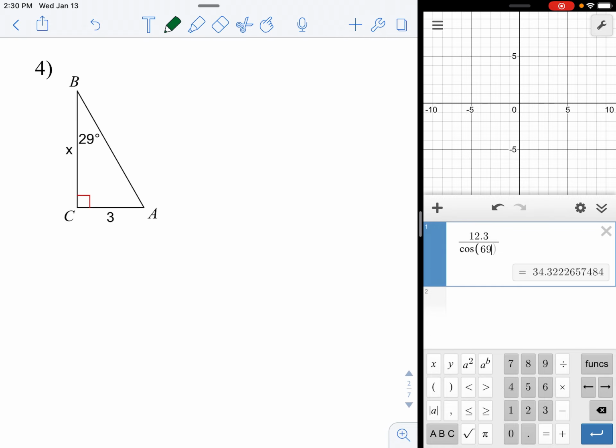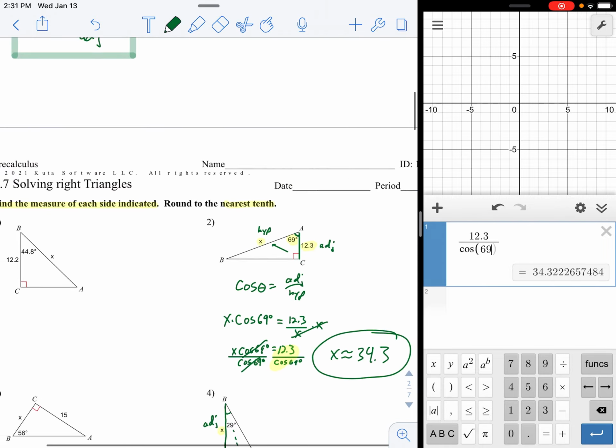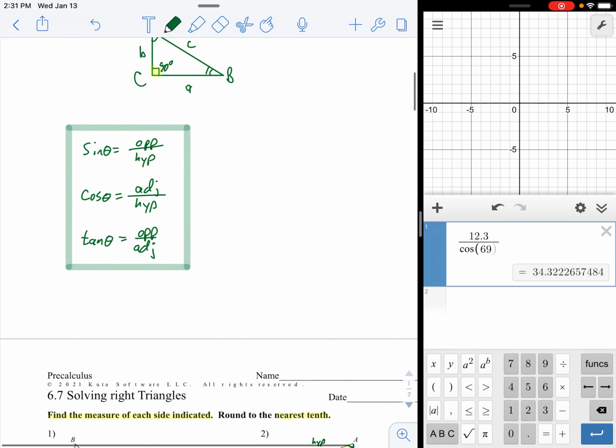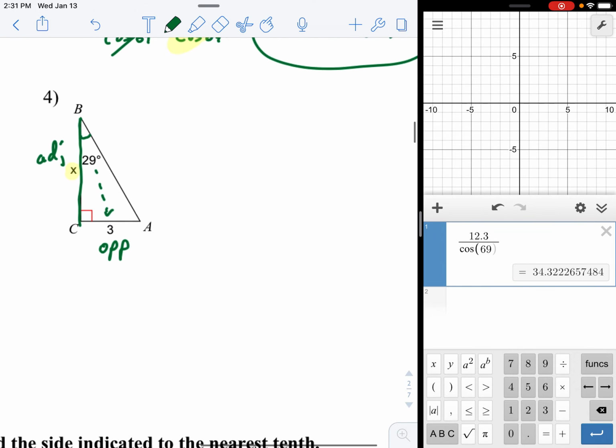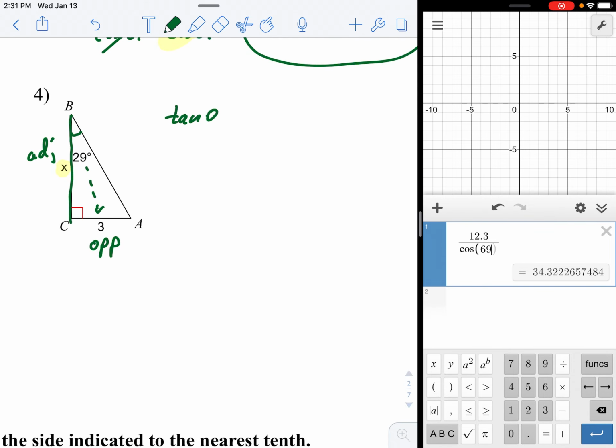Number 4. So our variable is here, our theta is up there. The other side that's given in this context would be the opposite, the side we're looking for, that's touching theta, so that's the adjacent. So I need a formula that has opposite and adjacent in it. If you have them memorized, great. If not, you just scroll up and look, and it's right there. Tangent has opposite and adjacent in it. So the formula for tangent, I'll just copy it down.